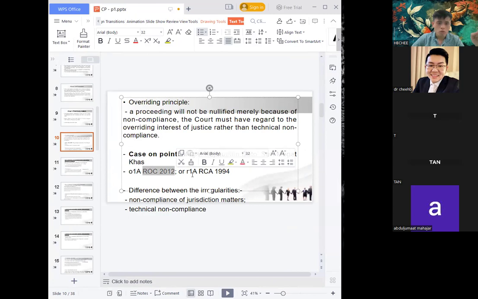Sorry, because I've forgotten to screenshot. Does any one of you have the Rules of Court with you? Okay, if any one of you has the Rules of Court, can you please flip to Order 1A of the Rules of Court, please?